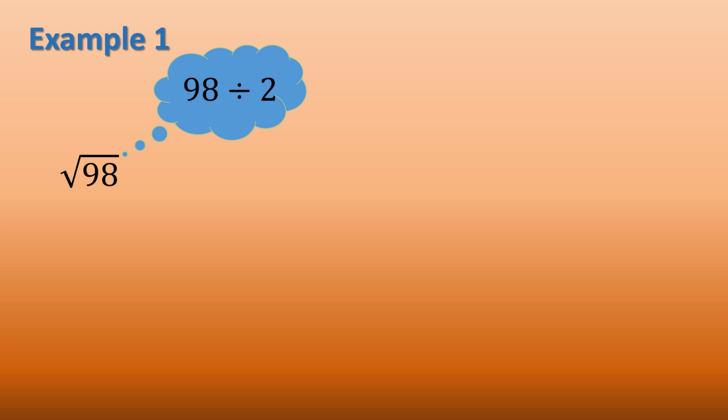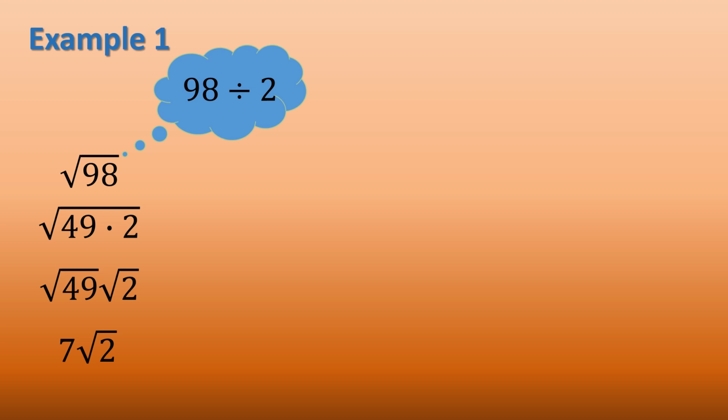Let's divide 98 by 2. It's an even number. When I do that, I get 49 times 2. Wait a minute. Wasn't 49 one of our perfect squares? Yes, it is. If you take the square root of 49, see how I broke them apart there? You get 7 times the square root of 2. That's what we're looking for.